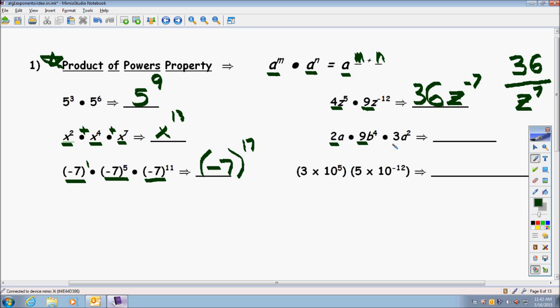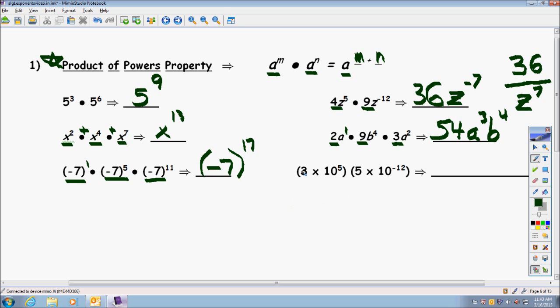Okay, take your numbers, multiply them. 2 times 9 times 3 is 54. And then we want to go alphabetical order. Two different variables here. Go alphabetical order. A1 and then A2 is A3, A cubed. And then we have B to the 4th. When you get to the variable, always put your number first and then alphabetical order.